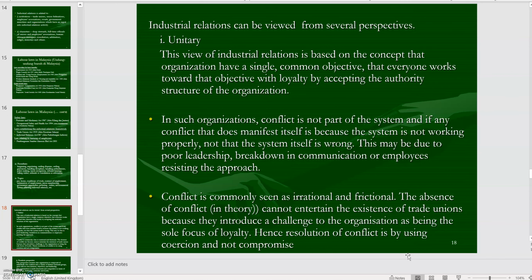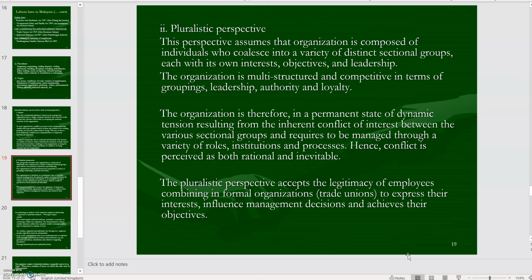Because everybody must have the same objective, so there cannot be conflict. Another perspective, which is the opposite, is the pluralistic. This one assumes that all organization, if you learn in OB, is composed of individuals who coalesce into a variety of distinct sectional groups, each with its own interests, objectives, and leadership. So organization is multi-structured and competitive in terms of groupings, leadership, authority, loyalty.